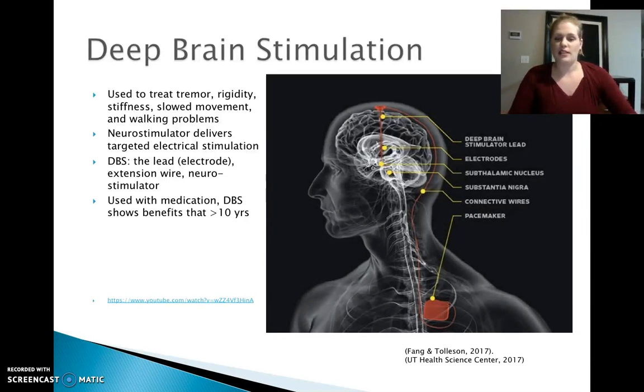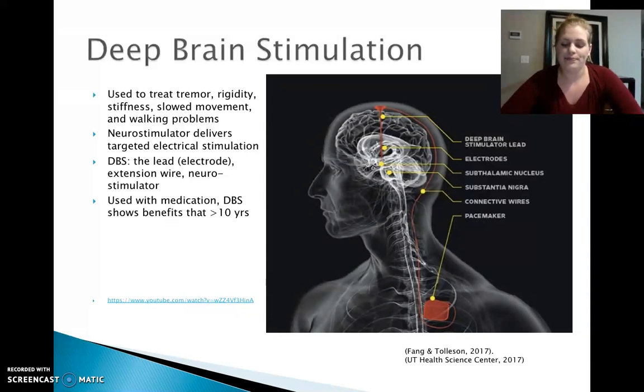So next I'm going to talk about one type of automated stimulation, and that is deep brain stimulation. What it is, it's a surgical procedure that treats Parkinson's neurological symptoms such as tremor, rigidity, stiffness, slowed movement, and walking problems. What happens is a neurostimulator is surgically implanted, and this delivers targeted electronic stimulation to areas of the brain that control movement. And in doing so, it blocks the abnormal nerve signals that cause the disabling neurological symptoms you see in Parkinson's patients, such as tremor.